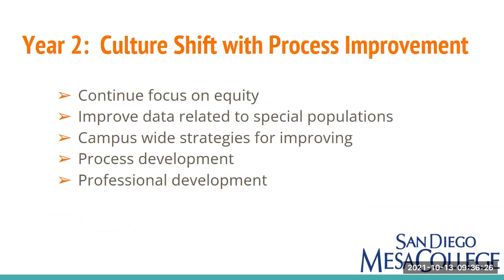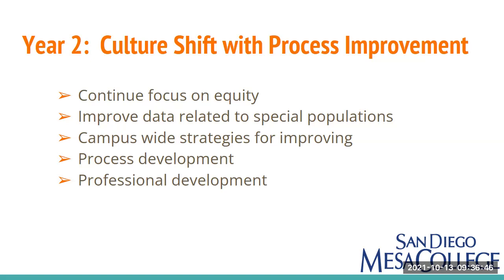Next slide. So now, what are we doing? The biggest thing we found out is we want to continue this focus on equity. We want to continue to improve our data on special populations and sharing that with faculty. But we really need to look at how we can improve our processes on campus.